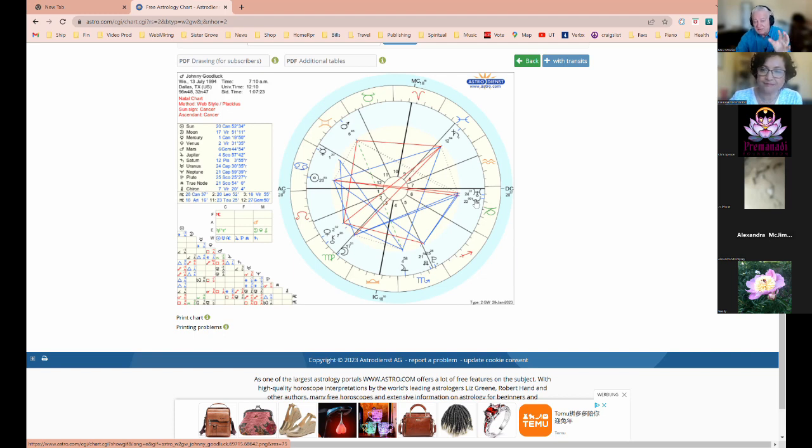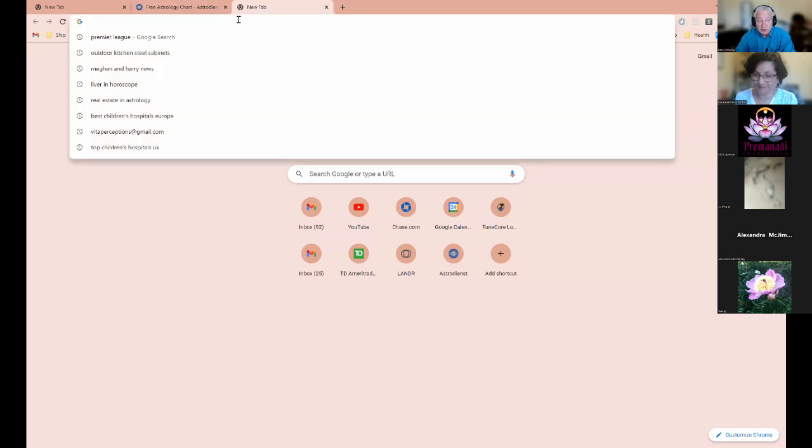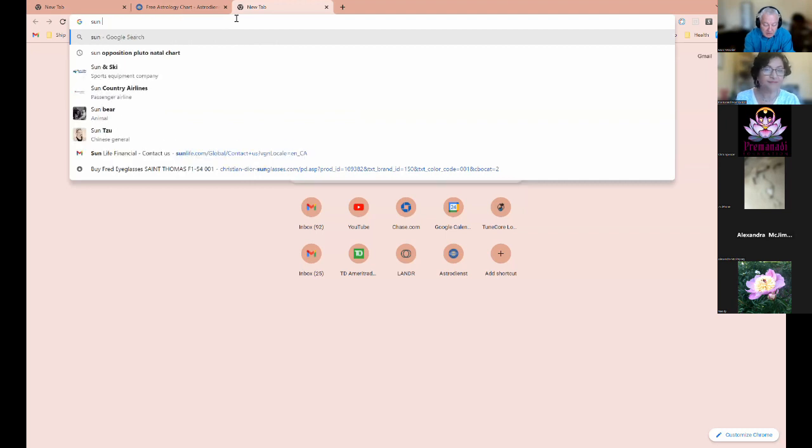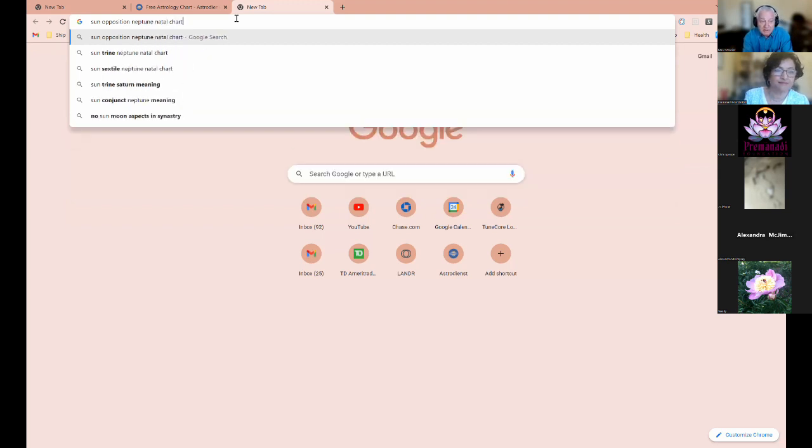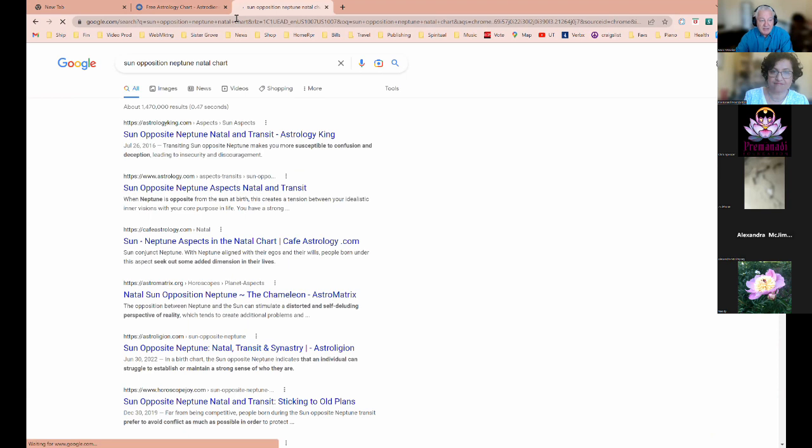So what does that mean? Do you remember what the attributes of Neptune were? Well, I don't hear too many answers, so we need to look it up. So I'm going to go to Google now, and I'm going to type in Sun opposition Neptune natal chart. It's important that you type in natal chart because there are different types of charts that you can look at. Okay, so I'm looking at Sun opposition Neptune natal chart. I press enter and this shows up.